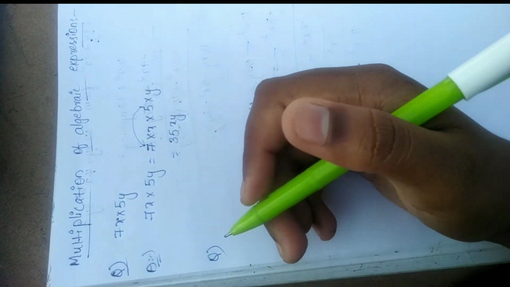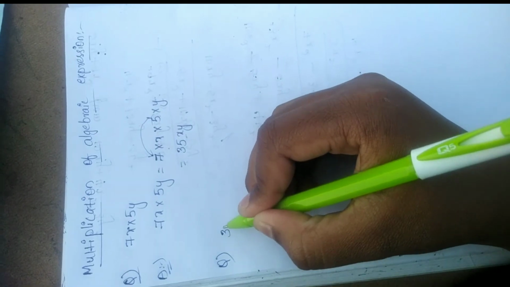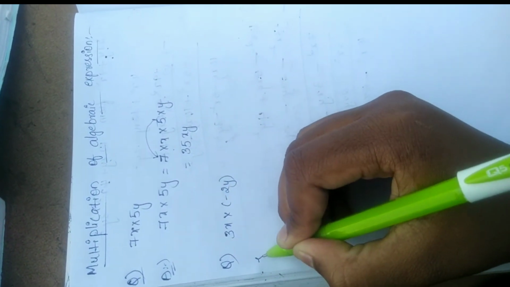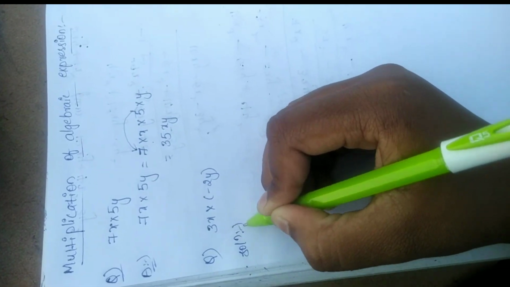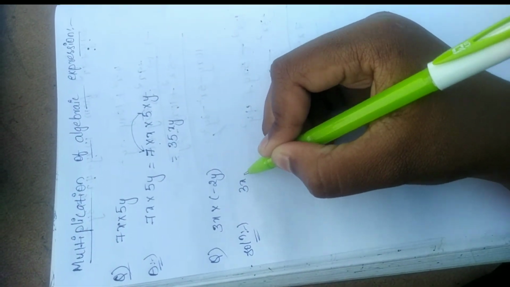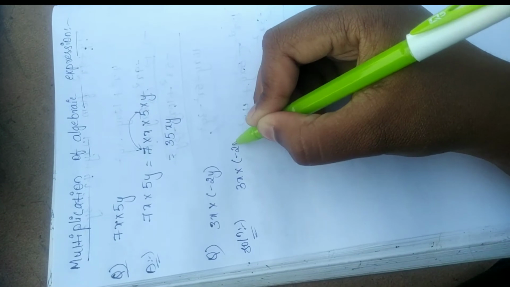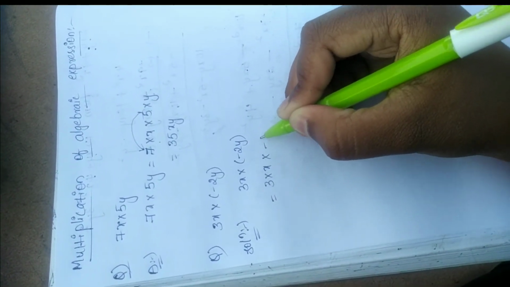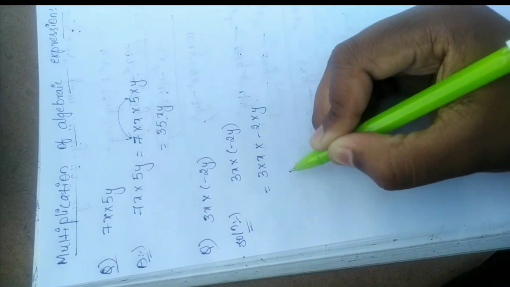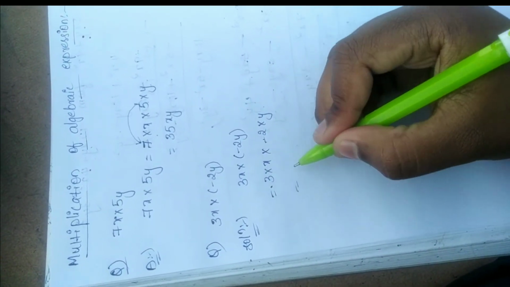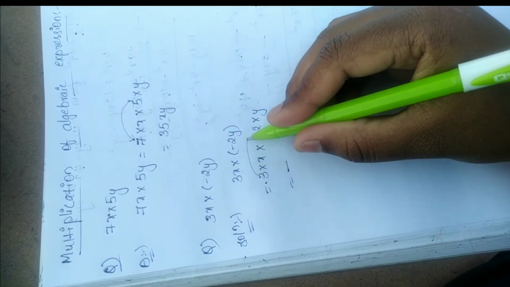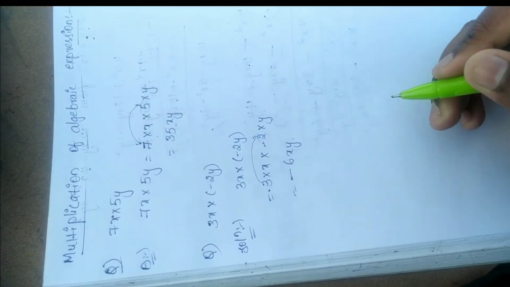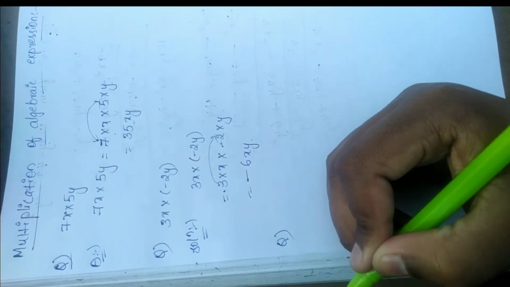Next, see another example. 3x into minus 2y. Solution for this problem is 3x into minus 2y. That means 3 into x into minus 2 into y. Plus into minus, minus, 3 2s are 6, x into y, xy.